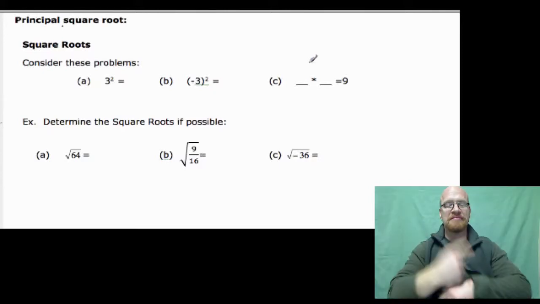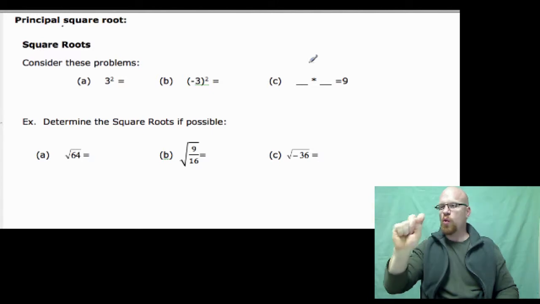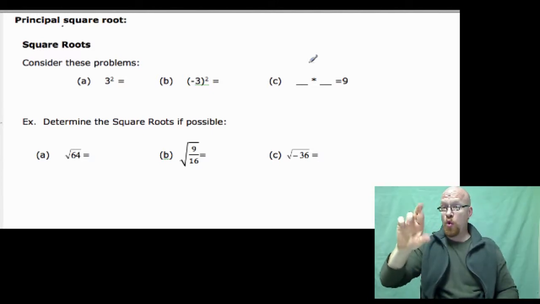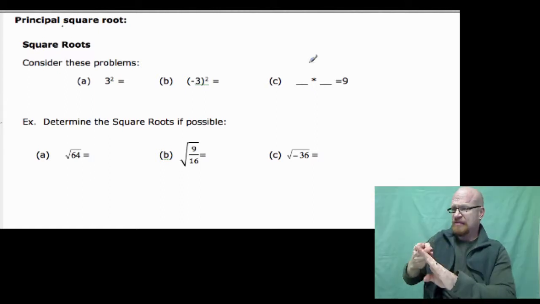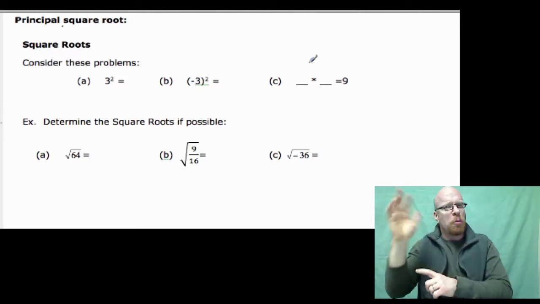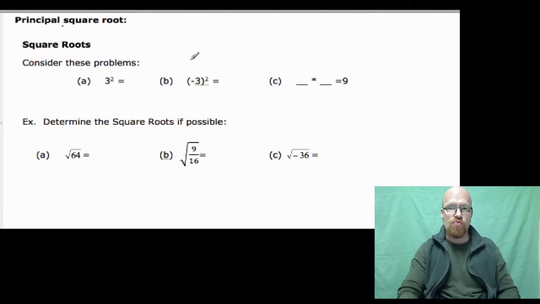Okay, today we're going to talk about square roots in this vlog. Now, in order to understand square roots, you have to really understand squares, perfect squares. We've discussed perfect squares in the past, and we're not going to spend time on them now.